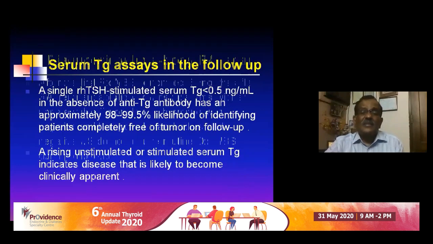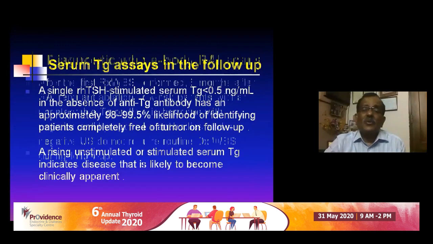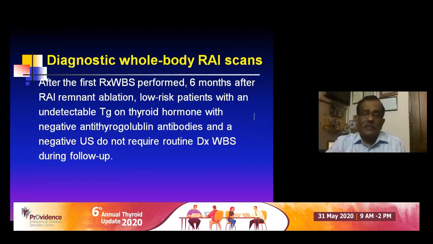After the first whole body post-treatment scan performed 6 months after the radioactive remnant ablation, low-risk patients with an undetectable thyroglobulin on thyroid hormone, negative anti-thyroglobulin antibodies and a negative ultrasound do not require routine whole body scans after that. So if the 6-month scan after the first post-therapy scan is completely normal, further scans are not indicated unless there are changes in the thyroglobulin and ultrasound itself.